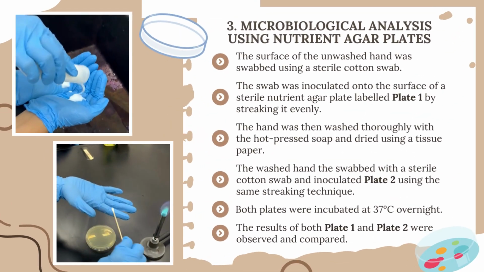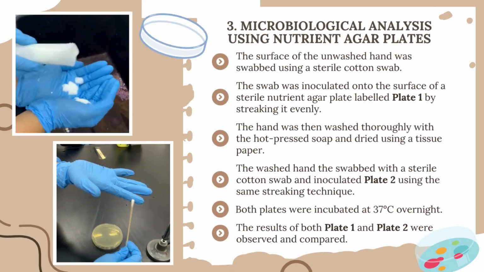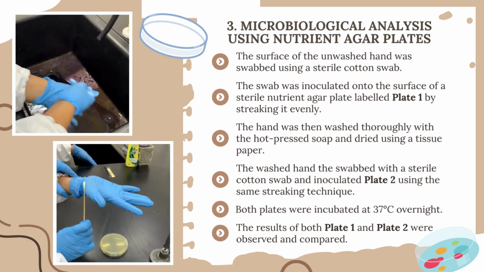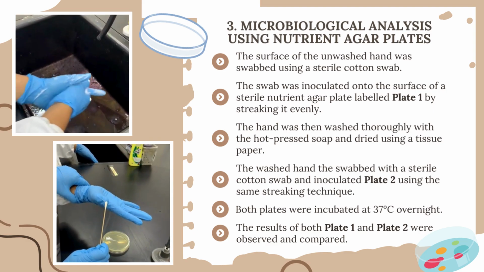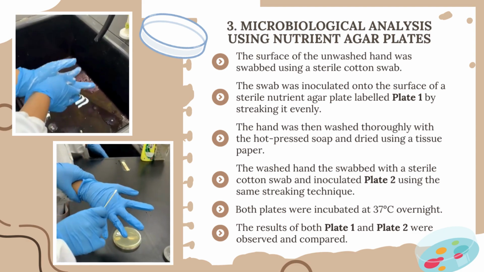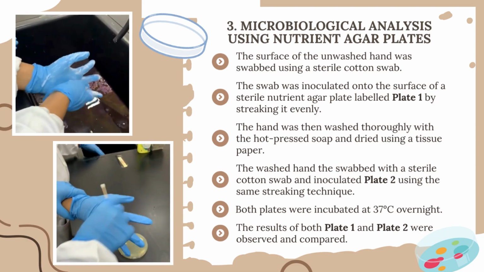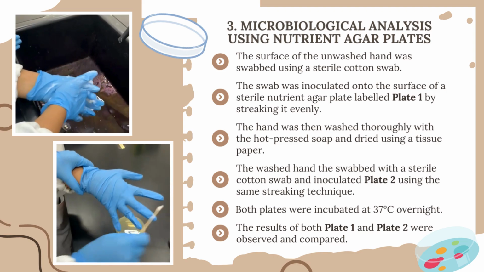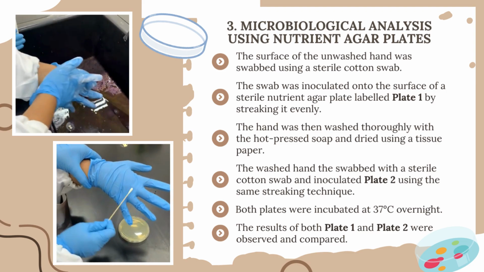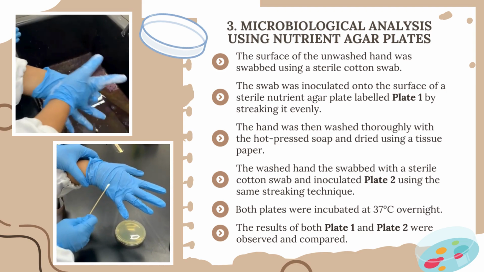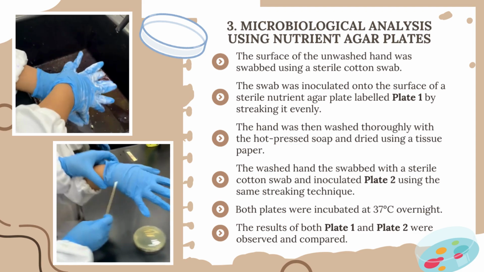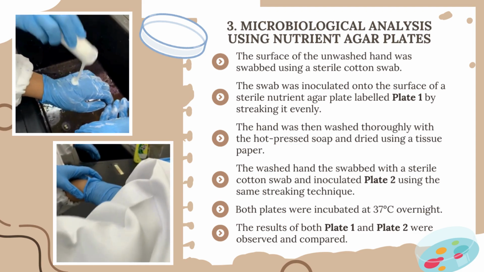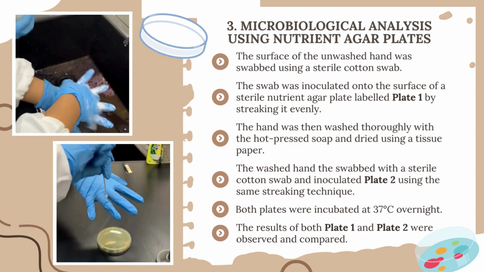The third method is microbiological analysis using nutrient agar plates. To evaluate the antibacterial effectiveness of the hot press soap, we conducted a simple hand swab test using nutrient agar plates. First, a sterile cotton swab was used to collect bacteria from the surface of an unwashed hand. The swab was then streaked across the surface of the first agar plate, labeled plate 1.